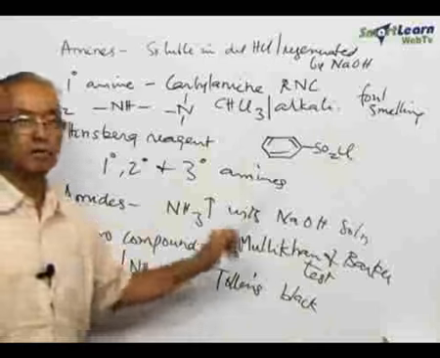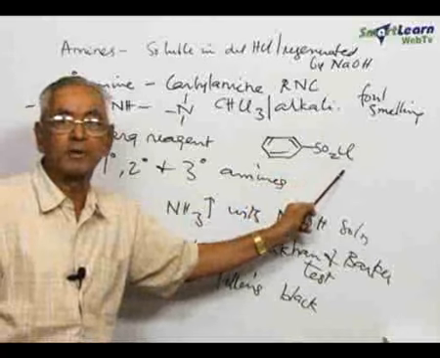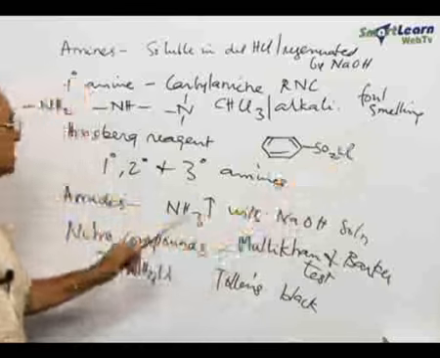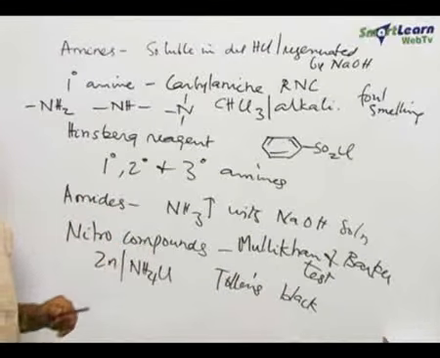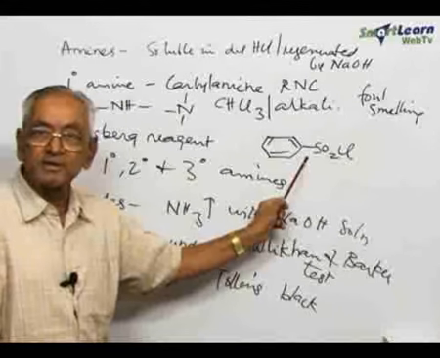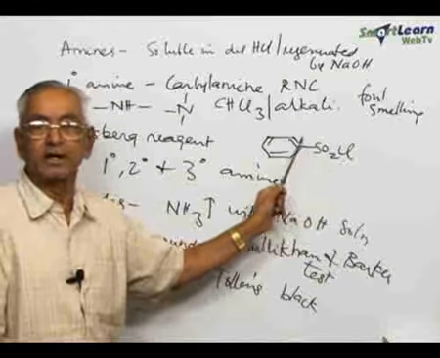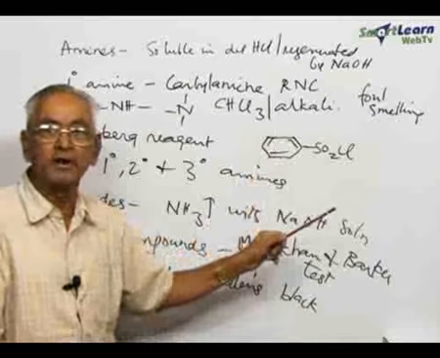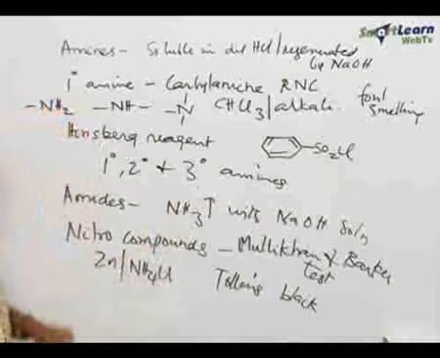It will form a derivative. Benzene sulfonamide will be formed, there will be an NH, and when sodium hydroxide is added, the derivative will dissolve. In that case, it is a primary amine. In the case of the secondary amine, it will react with the Hinsberg reagent, either benzene sulfonyl chloride or toluene sulfonyl chloride, and form a derivative, but it will be insoluble in sodium hydroxide.